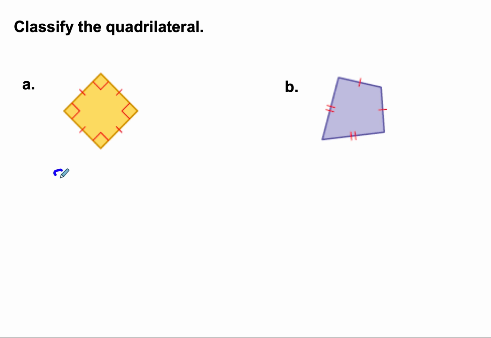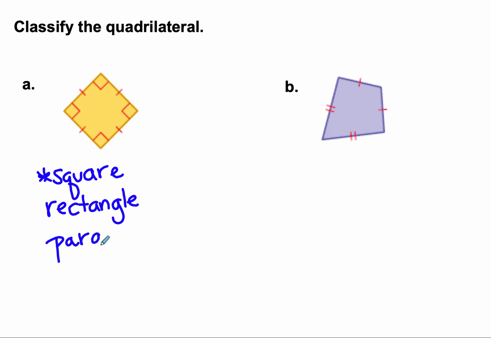So we're going to label it square. I'm going to give it a star because that is the most specific name, but it is also a rectangle, a parallelogram, and a rhombus. It doesn't really matter what order you write your labels in. We do not need to label it quadrilateral. Quadrilateral means 4 sides, because it's in the directions. Just like on the triangles, we didn't have to write the word triangle because it was in the directions. Same thing.